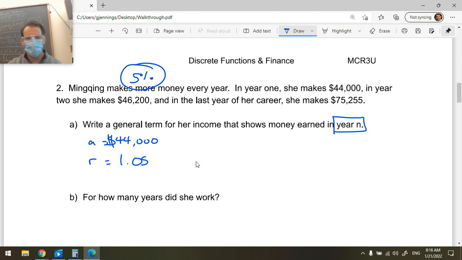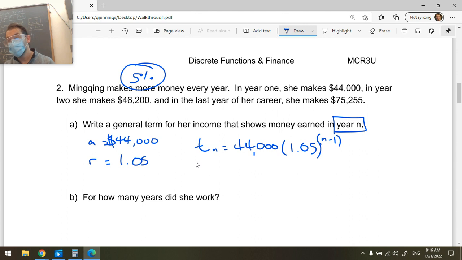And my general term here, P of n, would be 44,000 multiplied by 1.05 raised to the power n minus 1. Reason we want n minus 1 is the first term is this, so I want to raise this to the 0, so I have n minus 1 there. Okay. Now, that's my general term.